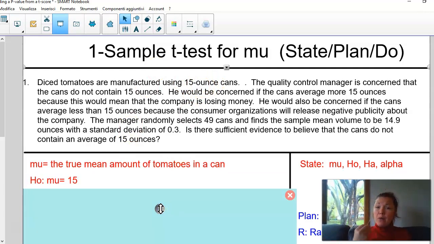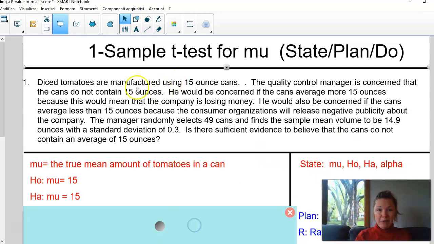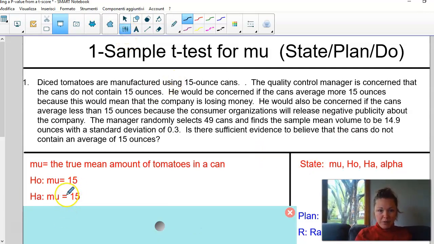And then we're saying, what are we trying to prove? That's where we go to the actual question. That question will tell us whether it's going to be a less than, a greater than, or a not equal to. In this case, it says, is there sufficient evidence to believe that the cans do not contain an average of 15 ounces? That means it's not a less than, it's not a greater than, it's a not equal to. So let's draw a line through that equal to right now.